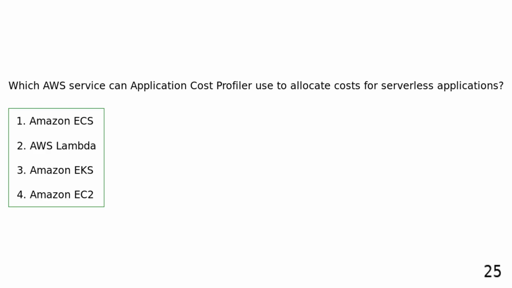Which AWS service can Application Cost Profiler use to allocate costs for serverless applications? Amazon ECS, AWS Lambda, Amazon EKS, Amazon EC2.